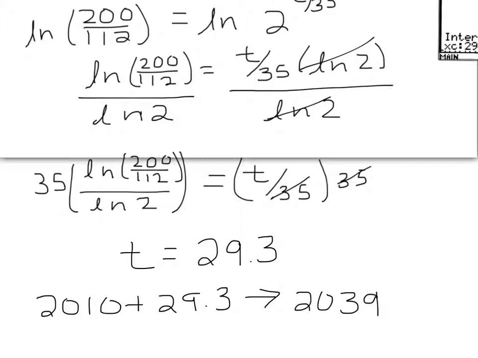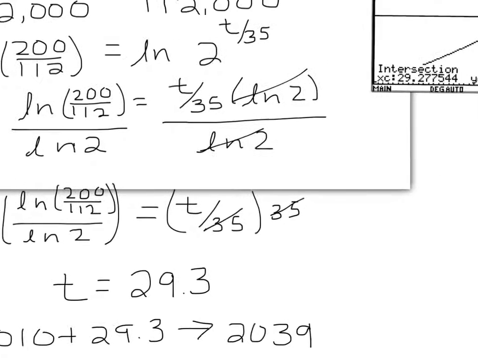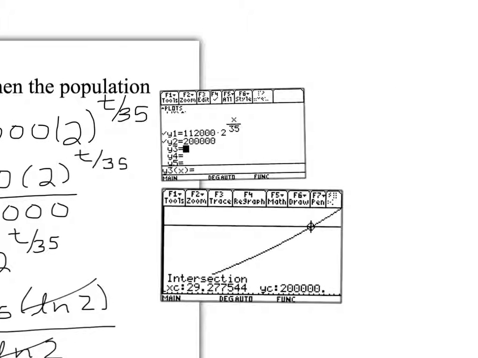Now another way I could have solved this is using the crossing graphs method. I could have just plugged the formula into my calculator and then put 200,000 in for my y2. I thought about the doubling time of 35 years, and I knew that it would reach 200,000 before it doubled from 112,000, so I made my window 0 to 35. I found the intersection, and I got the exact same answer, 29.277544 years.